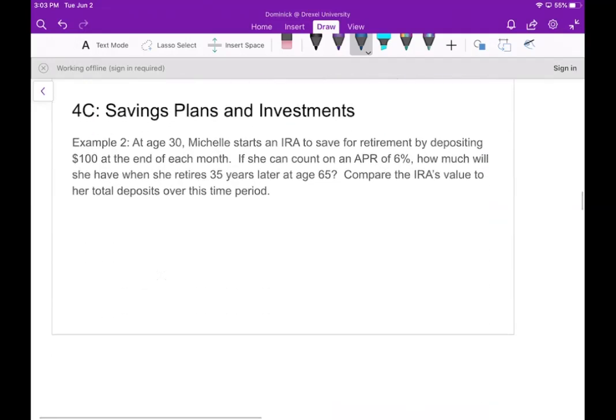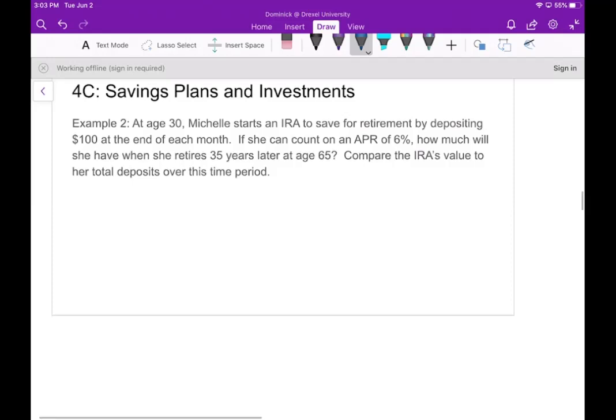Okay, let's look at another example. At age 30, Michelle starts an IRA to save for retirement by depositing $100 at the end of each month. If she can count on an APR of 6%, how much will she have when she retires 35 years later at age 65? We're going to compare the IRA's value to her total deposits over this time period.